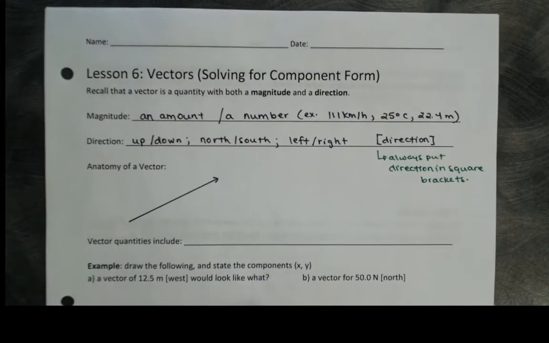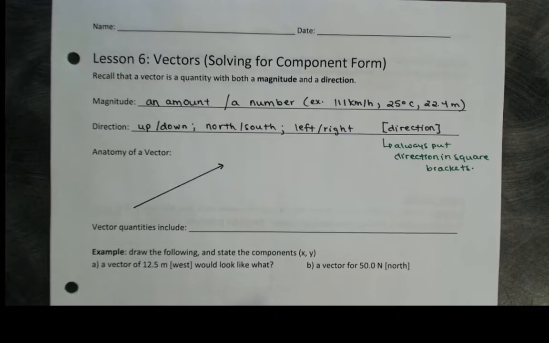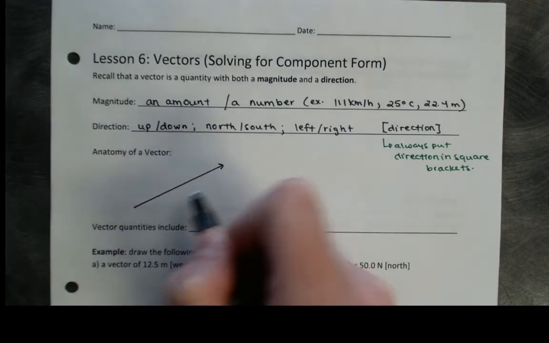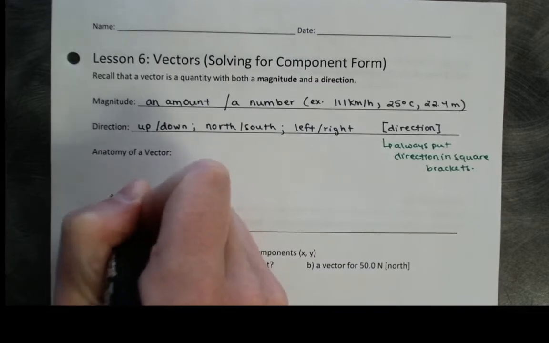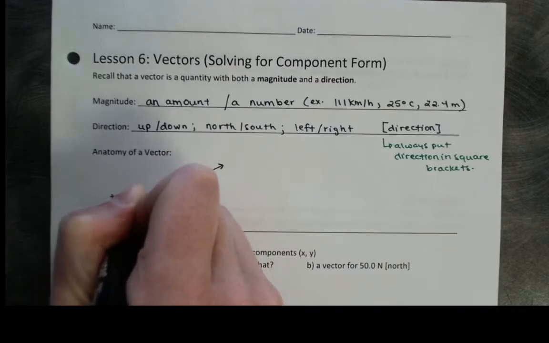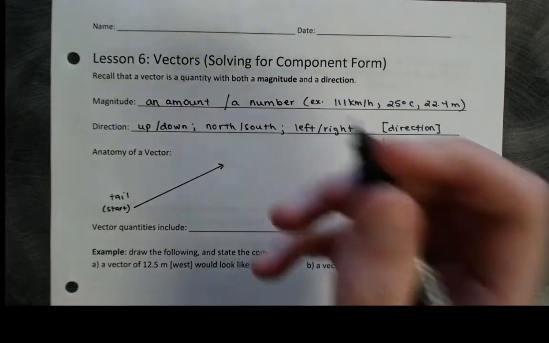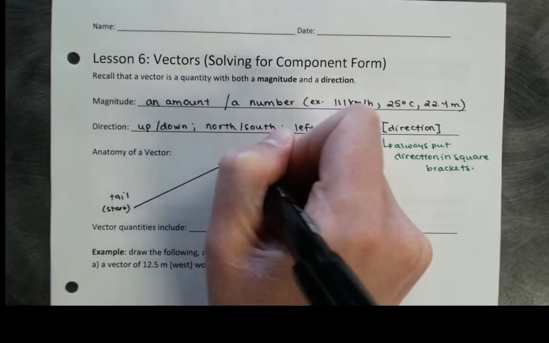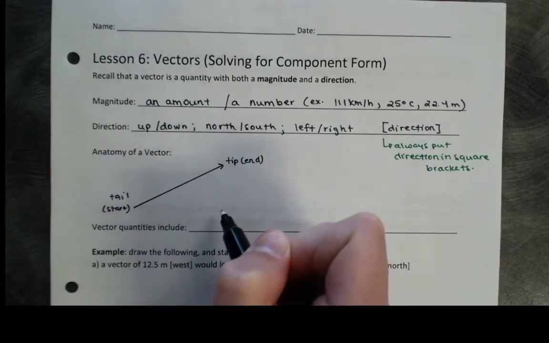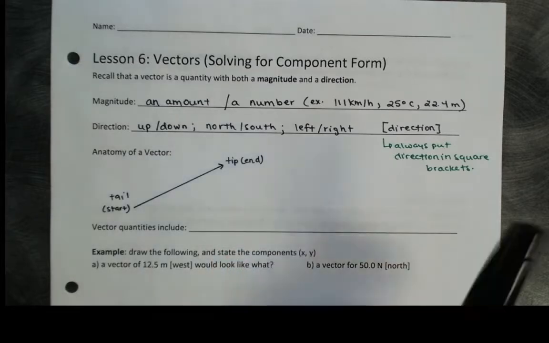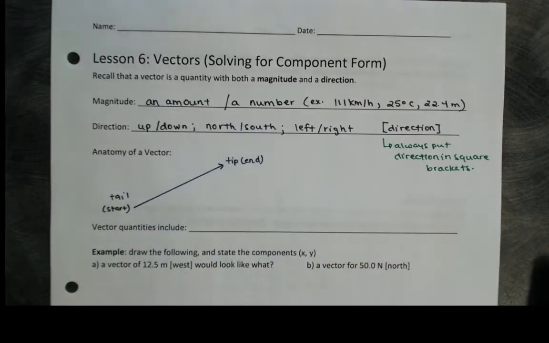So a vector, if we were to draw a vector, it's an arrow. So here's our vector. This is the tail, or the start of the vector. And then the arrow represents the tip or the end, okay? So in this case, this vector is pointing to the right and up. So positive, positive, okay? So vectors have a couple other parts to them.